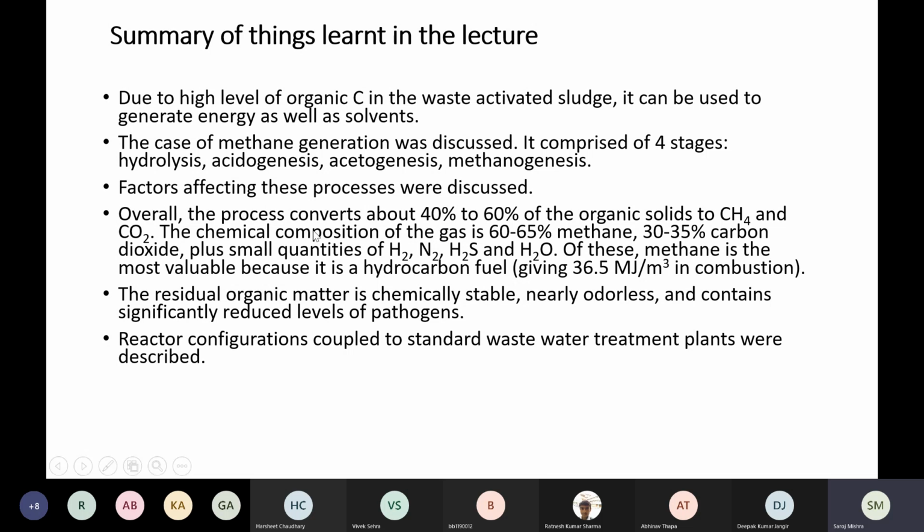The chemical composition of this biogas which is produced is 60 to 65% methane. There is carbon dioxide, hydrogen, nitrogen, H2S, and H2O produced. Of these, methane is the most valuable because it's a hydrocarbon fuel and it gives 36.5 megajoules per cubic meter in combustion. The residual organic matter is pretty stable, odorless, and it also contains significantly reduced levels of pathogens. Reactor configurations which are coupled to standard wastewater treatment plants were also described. So this is what you have learned so far in the lecture.